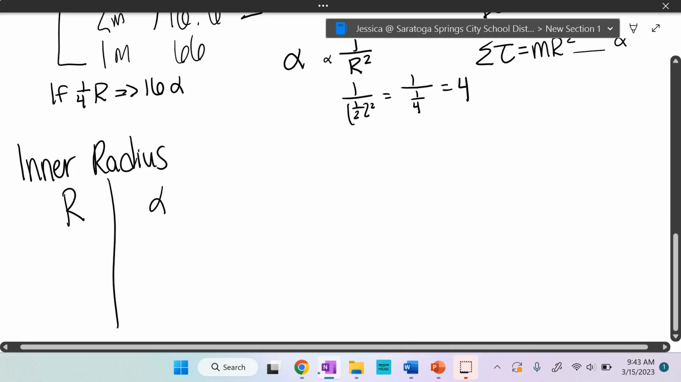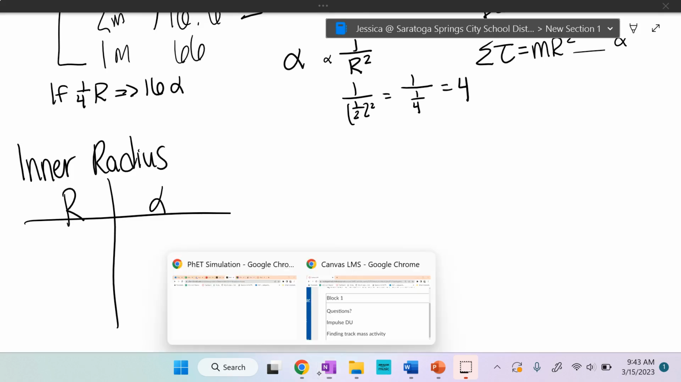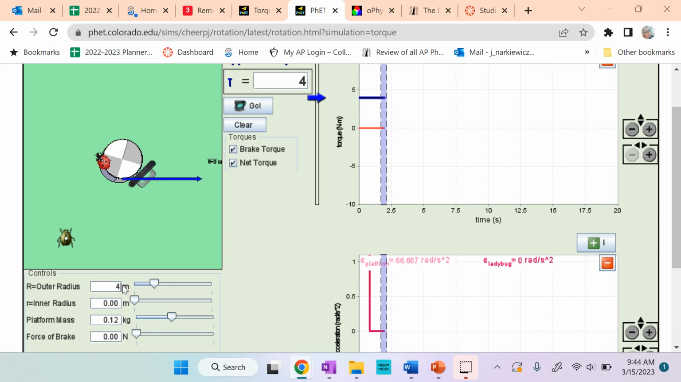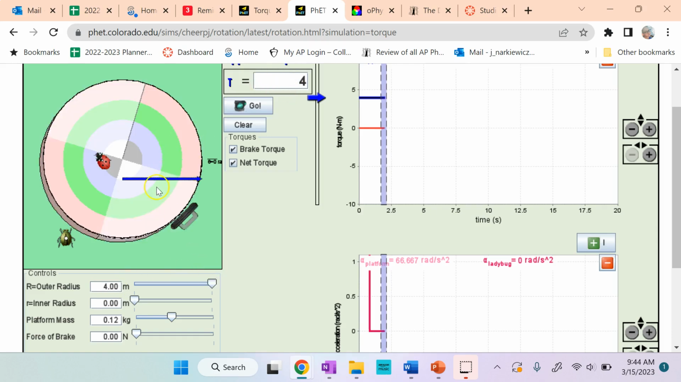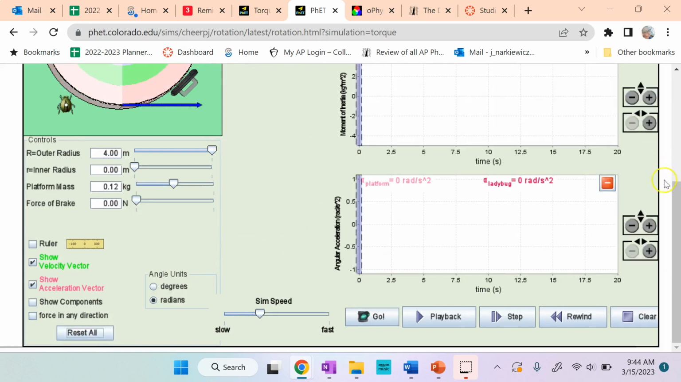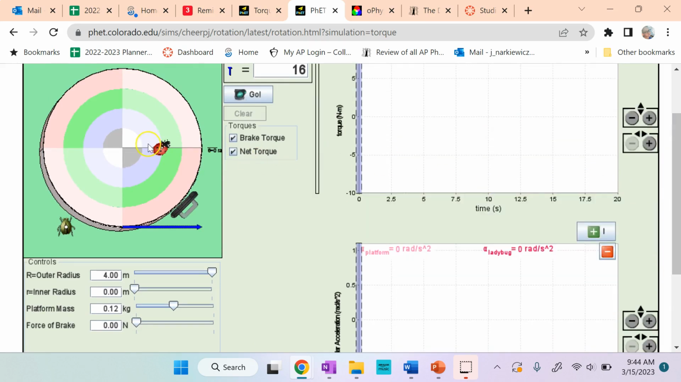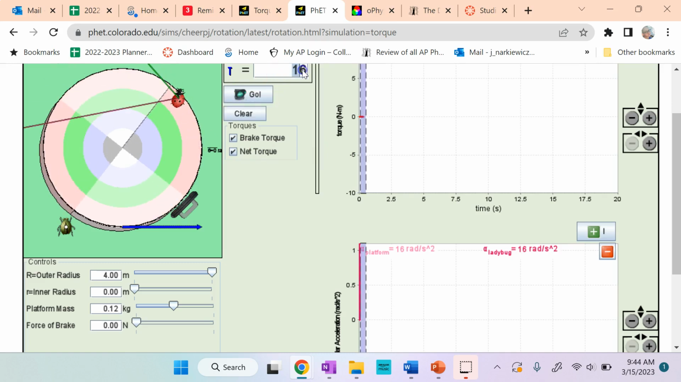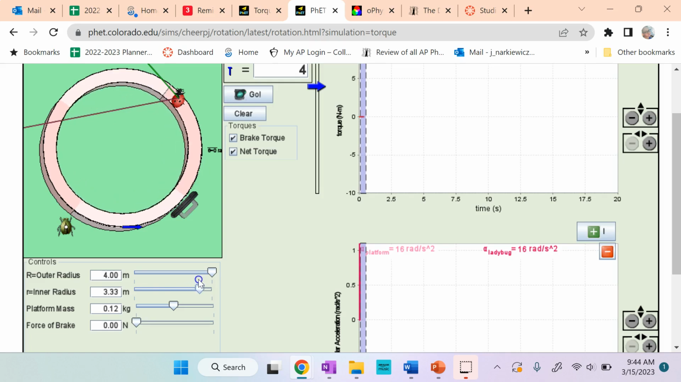Now, this one is a little bit weird to kind of conceptualize, because what we're doing when we're changing this inner radius, let me go back to 4 here, and I'm going to keep that at 4. Actually, let me just reset this back to the beginning. Yep. Okay. So when I'm changing the inner radius, what I'm actually doing is I'm kind of hollowing out this platform. Now, one big thing to keep in mind is notice that that platform mass isn't changing. So as my inner radius increases, more and more mass is getting pushed to the outside. Okay? So instead of my mass being evenly distributed around the solid platform, my mass is getting distributed further and further towards the outside. So that's what we're changing when we're changing the inner radius.